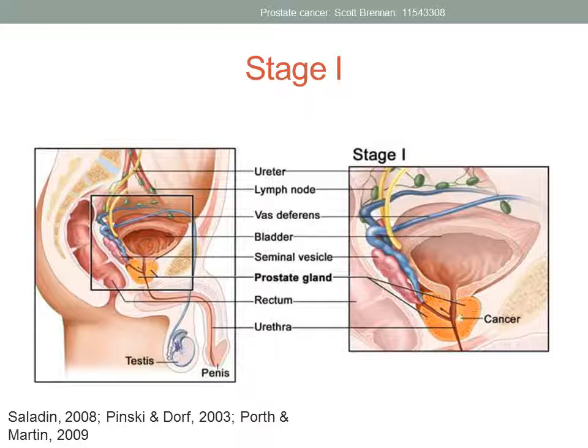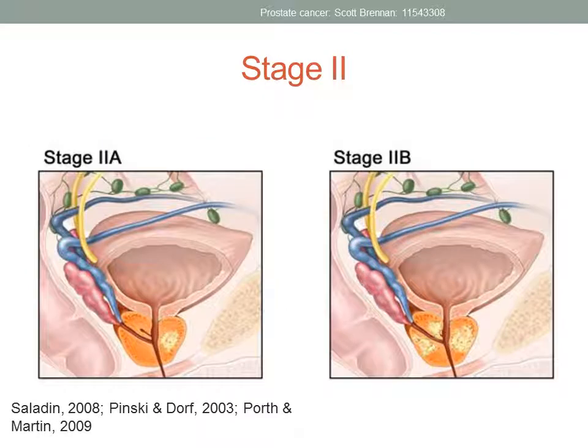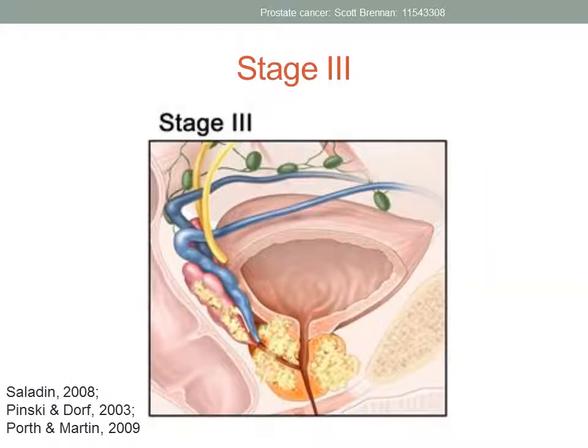In stage 1, the tumour remains contained inside the prostate. It may also be too small to be detected by a digital rectal exam. In stage 2, the tumour is slightly more advanced than stage 1, however it still remains contained within the prostate and has not spread. In stage 3, the tumour has now spread beyond the prostate.